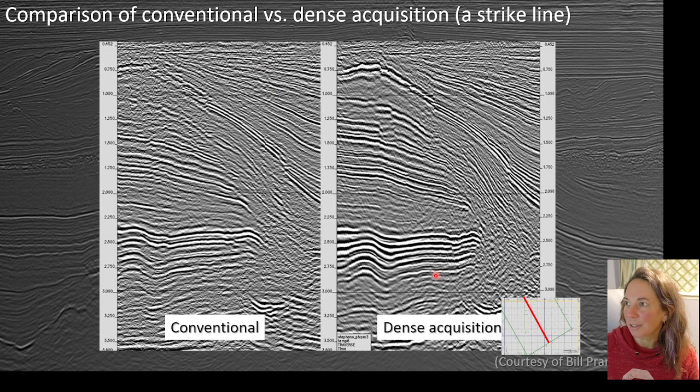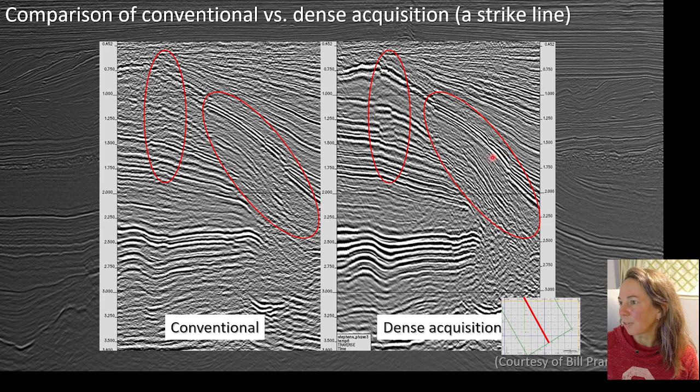Here's another quick example comparing the conventional with the dense acquisition. Again, these red ovals are highlighting areas where we've got significant improvement. In this case, it's simply imaging some of the steeper dips. You can actually see there's some small scale offsets up here in this region that are picked up by the dense acquisition, but not the conventional acquisition.